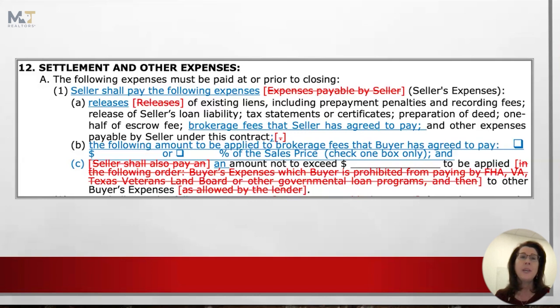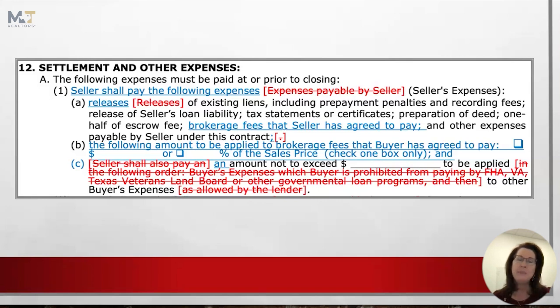B states the following amount to be applied to brokerage fees that buyer has agreed to pay. There is going to be a checkbox for a specific amount or a checkbox for a percentage amount of the sales price. Check only one of those boxes. Now, what a lot of agents have had some heartburn about is it says the following amount to be applied to brokerage fees that buyer has agreed to pay. This is no different than the way we've done it before, what we've agreed to in our buyer rep agreement, and we've come and asked the seller now to pay that amount, and that's what this says.